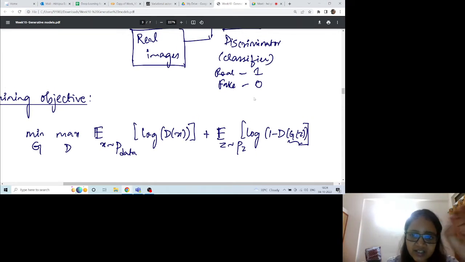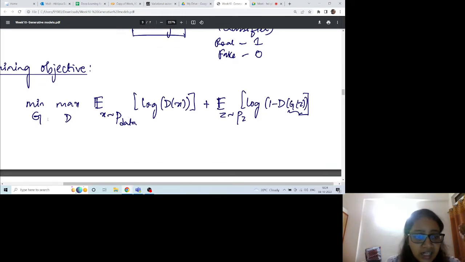The idea is very simple: for the real images, you want your output to be as high as possible, and for the fake images, you want your output to be as low as possible. Now think from the point of view of the generator. The generator only has one goal. It will generate images, and the D should be fooled by those images. So the D should think that those images are real, which means it should output something close to 1 when it gets those generated images. That is achieved by this.